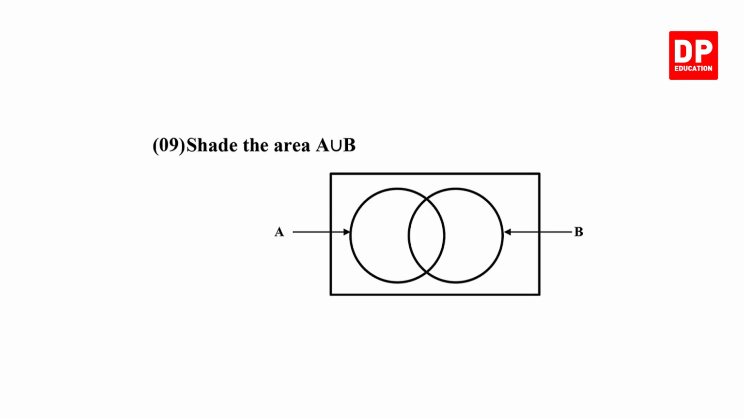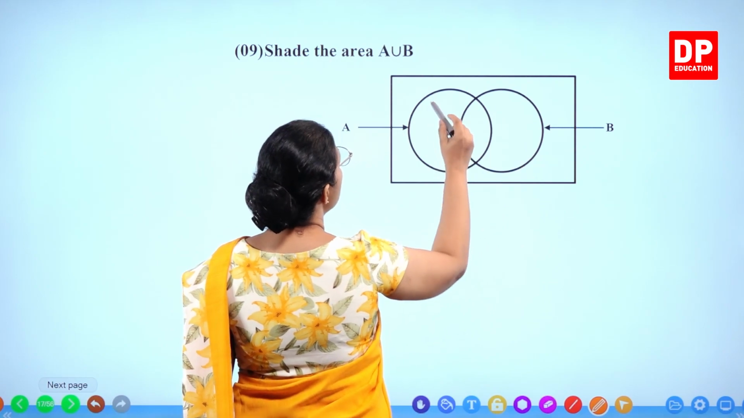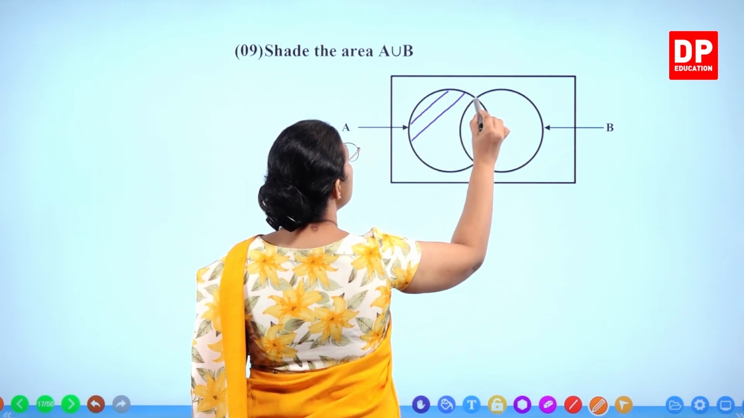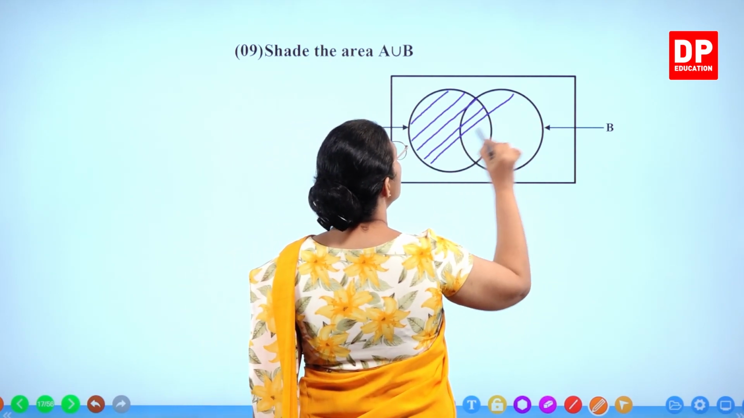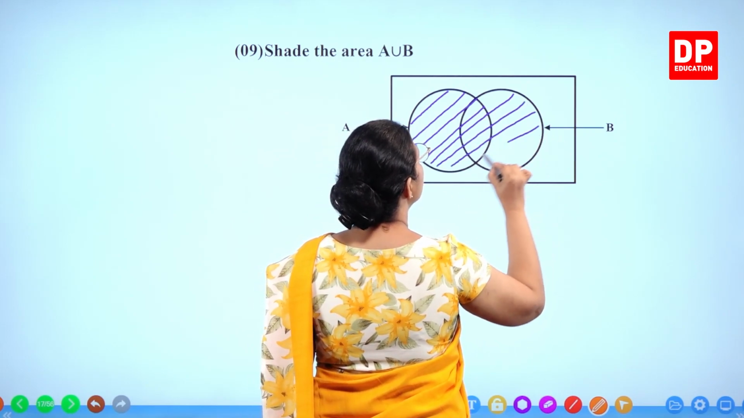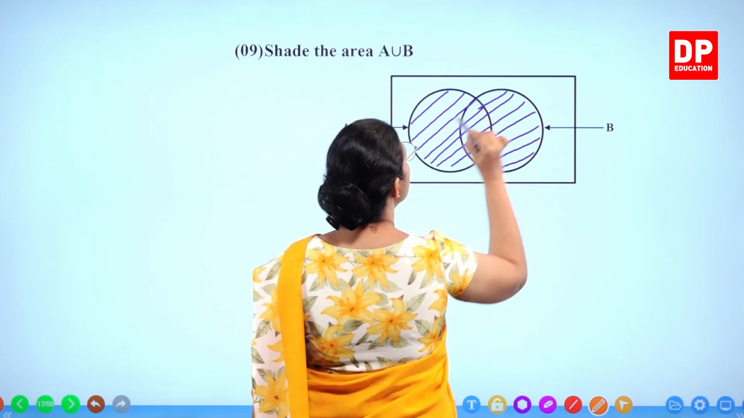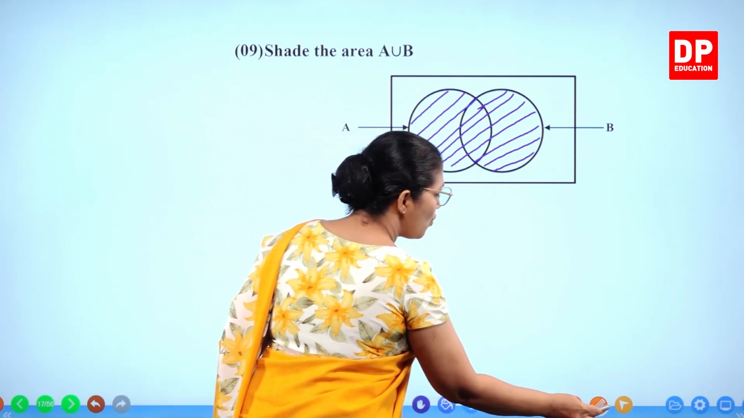Question number 9. Shade the area A union B. Union B is inside. So this is A and B. So you have to shade the inside of the two circles. That's the union. So you get 2 marks for that.